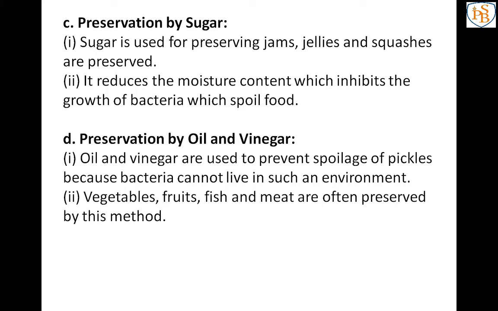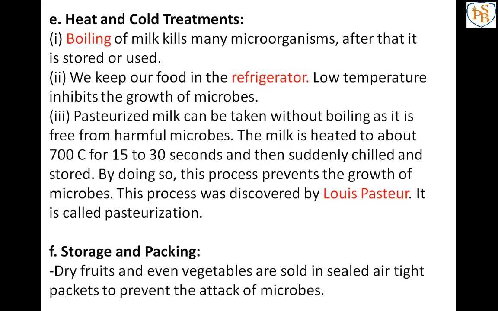Okay, so like this we can preserve food such as vegetables, fruits, fish and meat. When we use this kind of preservative, we can preserve the food for many months. So preservation by oil and vinegar is used for preserving food.